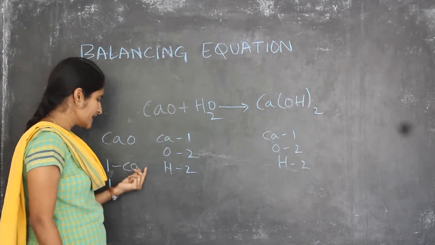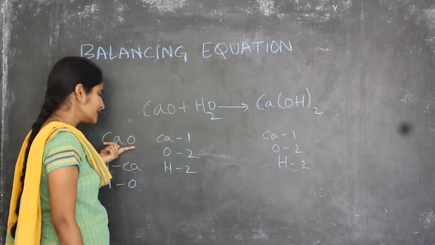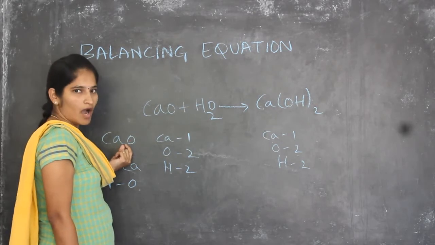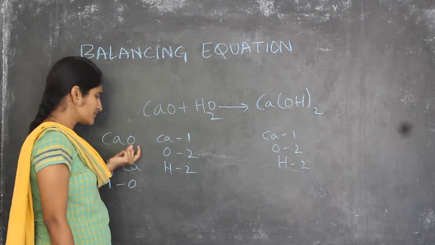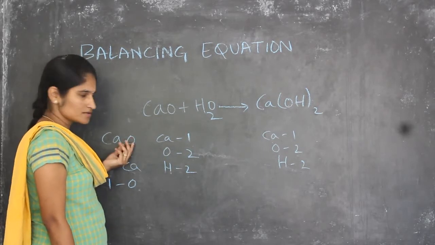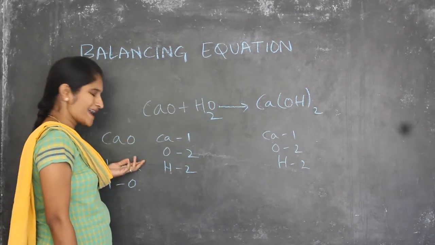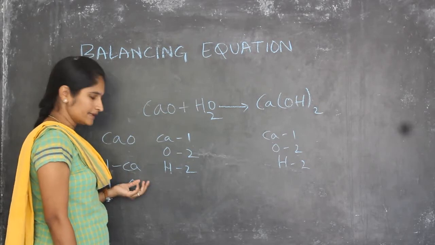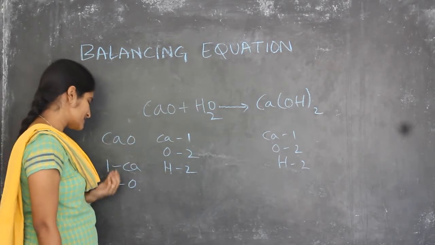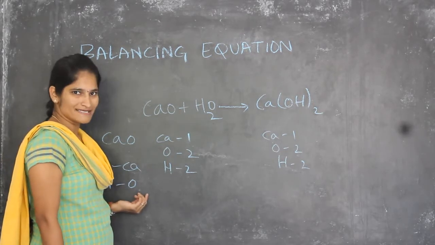Why am I saying ion? Because it is not an atom, it is a compound. That means calcium is combined with oxygen, so it is a molecule. In a molecule we have ions, positive ions and negative ions. So in this calcium oxide we have one calcium ion and one oxygen ion.